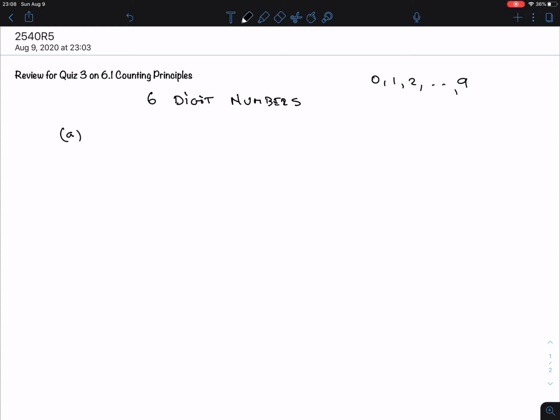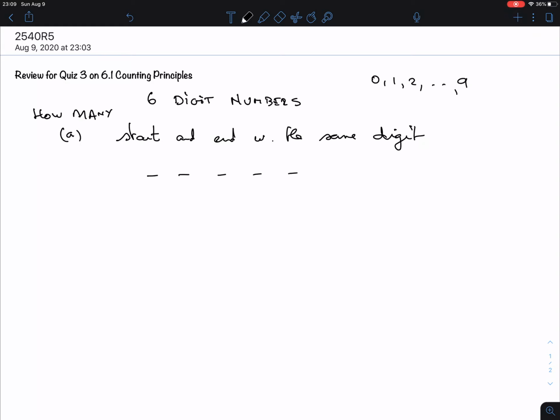Let's do the first one here. How many six-digit numbers start and end with the same digit? Okay, so let's look at how such a number looks.